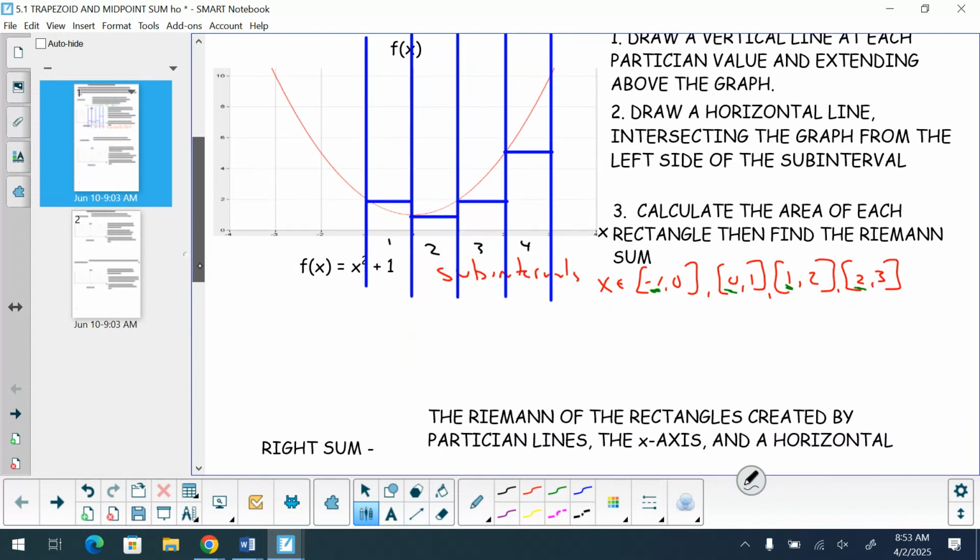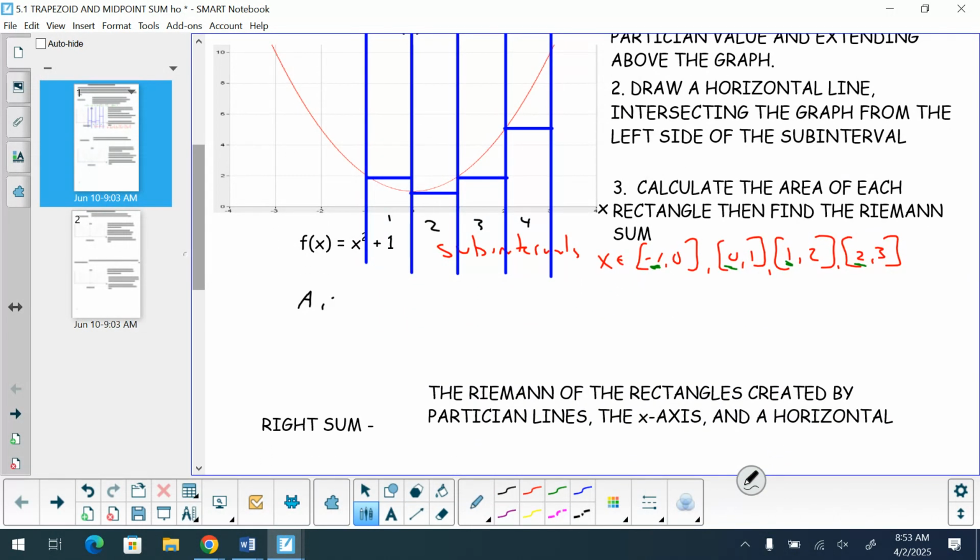So we have areas 1, 2, 3, and 4. Area 1, we still have a base of 1. We're still creating a rectangle here between the x-axis. We're still calculating areas of rectangles. But our height is going to be our function value at -1, which we know is a value of 2.